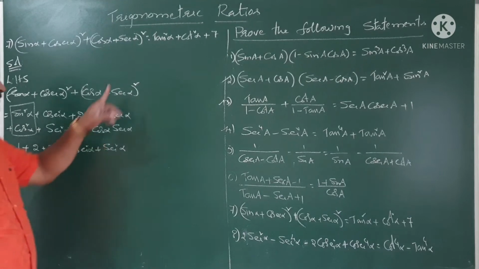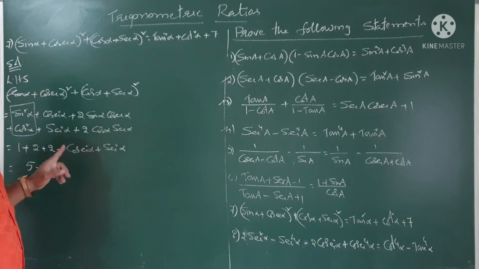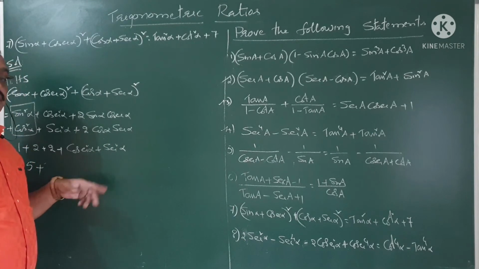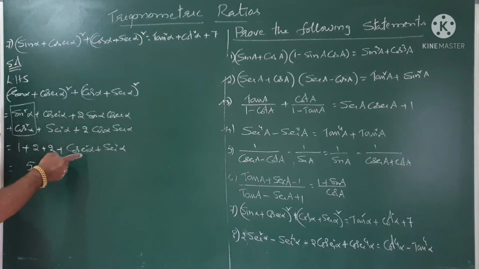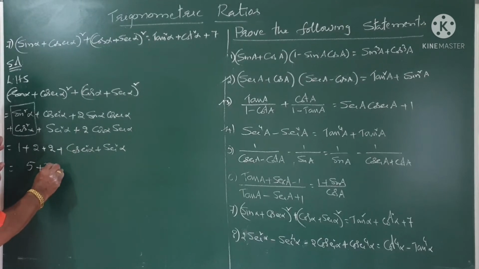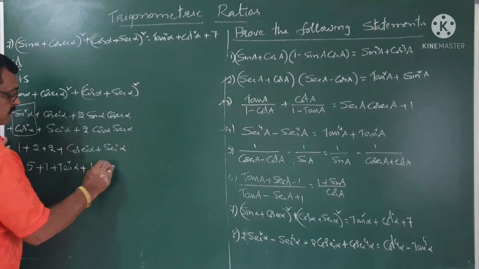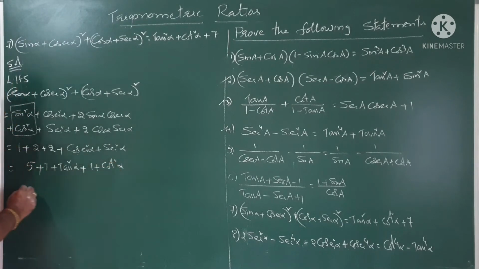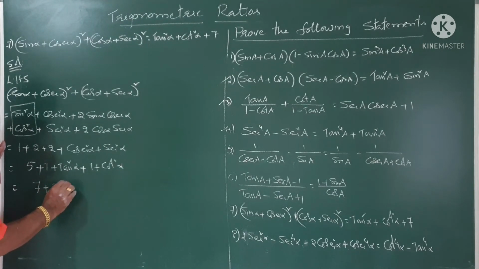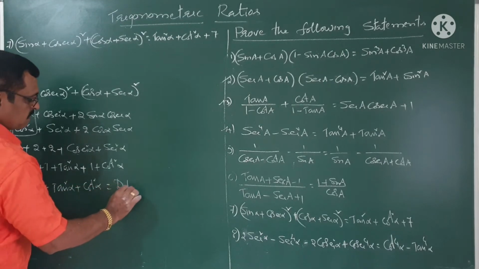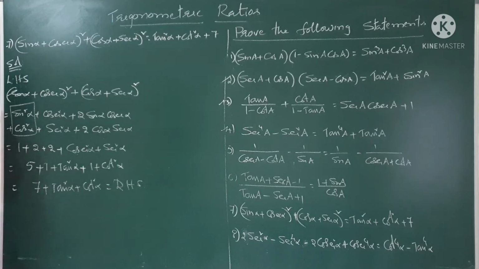I want my answer in terms of tan. So I can write secant square in terms of tan square, cosecant square in terms of cot square. Secant square alpha is 1 plus tan square alpha, and cosecant square is 1 plus cot square alpha. Therefore, I have 5 plus 1 plus 1, that is 7, and this is tan square alpha plus cot square alpha, which is nothing but the right hand side. Hence proved.